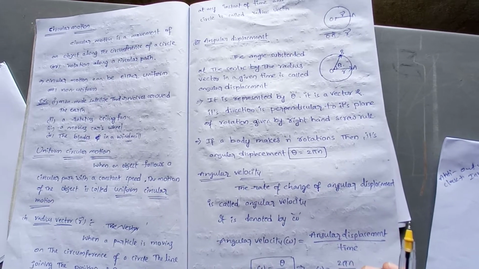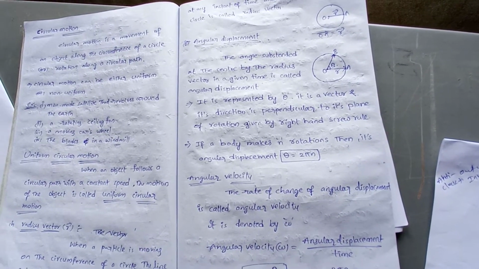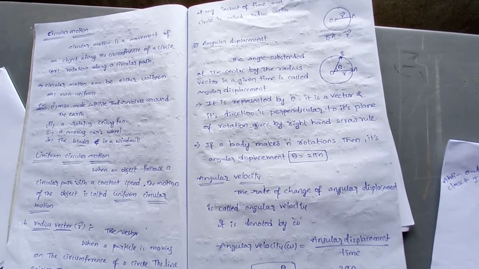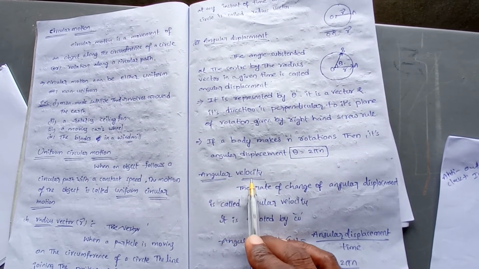సో వాట్ ఈజ్ యాంగులర్ వెలాసిటీ? So what is the linear velocity? The rate of change of displacement is linear velocity. But here, what is angular velocity?